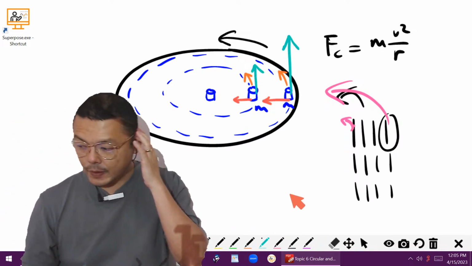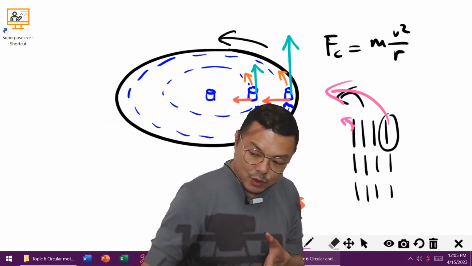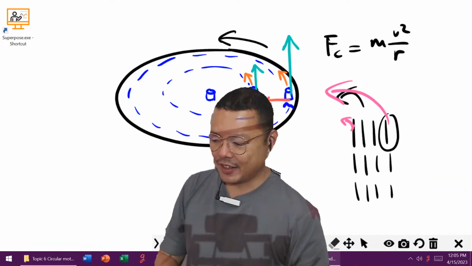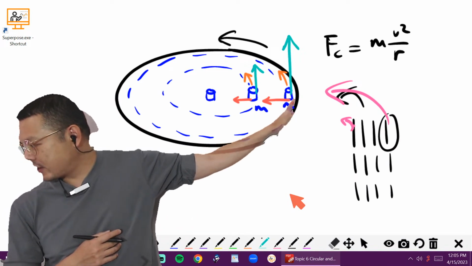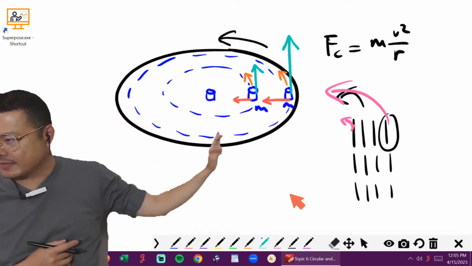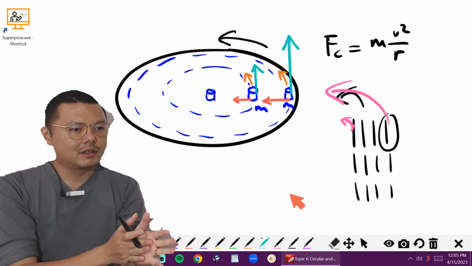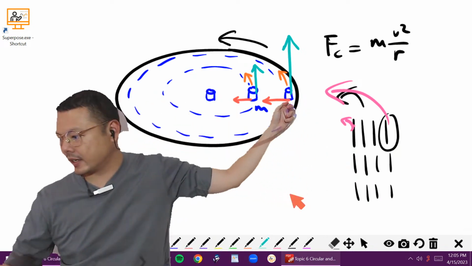Linear velocity, otherwise known as tangential velocity, otherwise known as circumferential velocity, right? Notice the object on the outside has to travel a bigger circumference in the same amount of time to make a round. So you have to agree that v is bigger for the one on the outside.